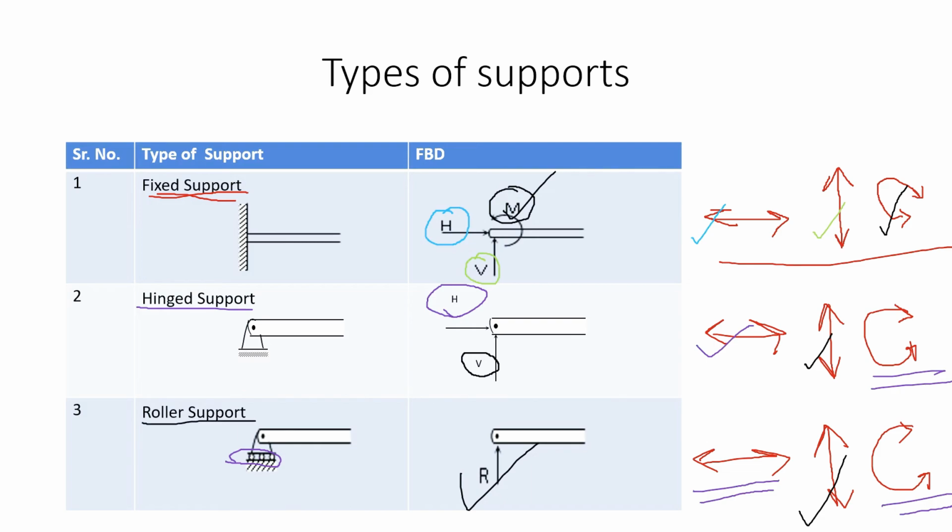So what we have studied till now: fixed support provides three reactions because it doesn't allow the body to move in any direction. Hinge support allows the body to rotate, so it will give only two reactions, horizontal and vertical. And a roller support allows the body to move horizontally as well as to rotate, hence there will be only one reaction, that is the vertical reaction.